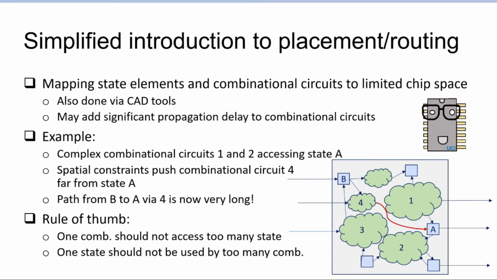Placement and routing is kind of a nuanced thing, but from a 100-mile high point of view, it involves mapping state elements and combinational circuits to limited chip space, because we're not going to have unlimited chip space. Of course, even if we did have unlimited chip space, using more chip space directly translates to more cost. So minimizing chip space is good. This is also done via CAD tools, like I said.